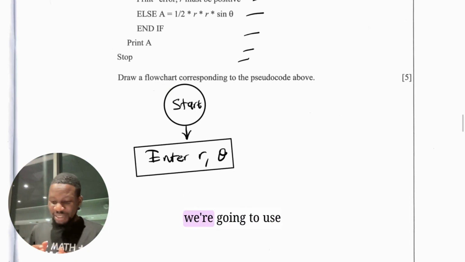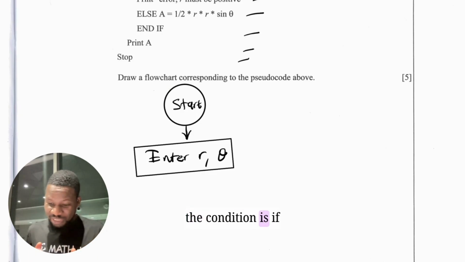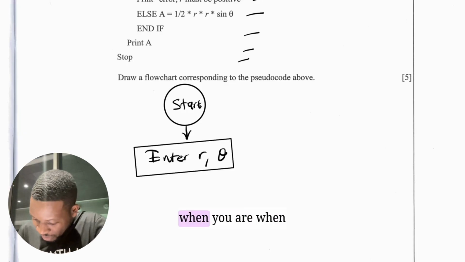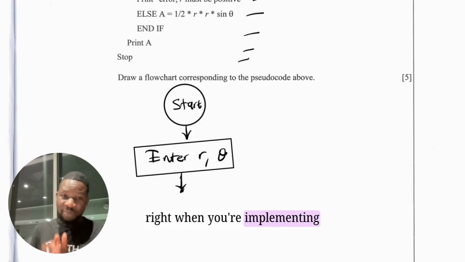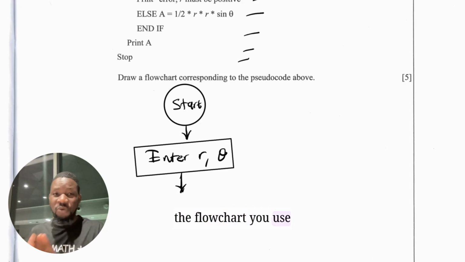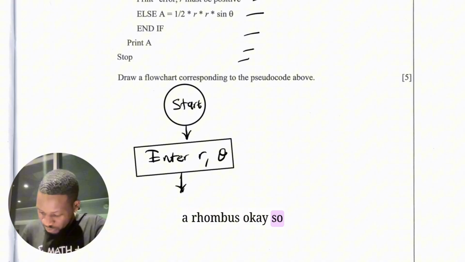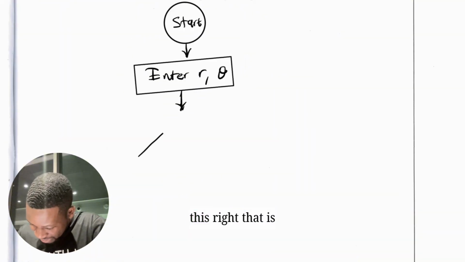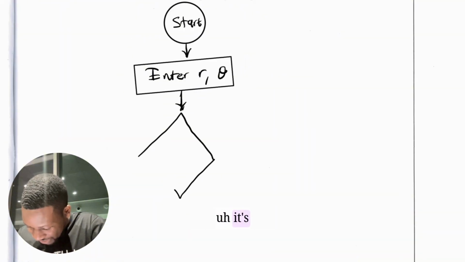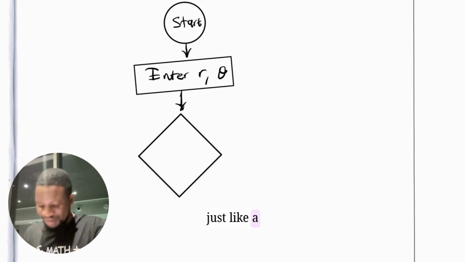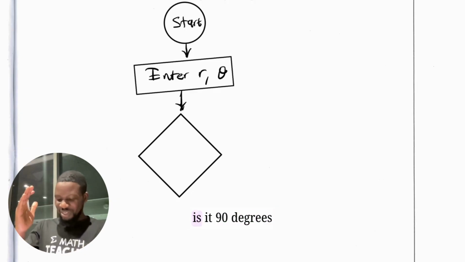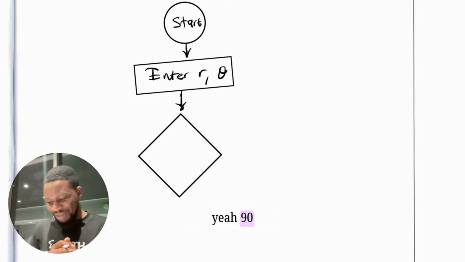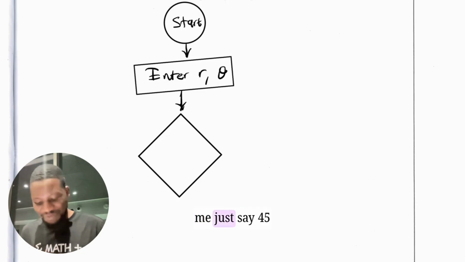Okay, then the next thing is we're going to use a condition. So the condition is if r is less than 0. Okay, so remember, when you are implementing the condition in the flowchart, you use a rhombus. Okay, so a rhombus looks like this, right? It's just like a square which has been twisted. Is it 90 degrees? Yeah, 90 degrees or 45. Okay, let me just say 45 degrees.